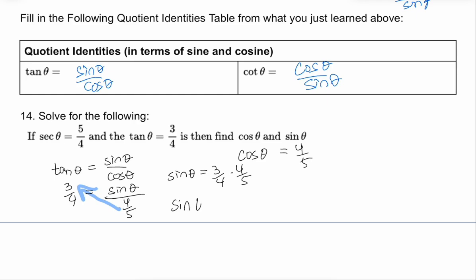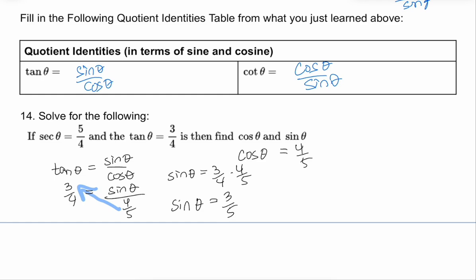The sine is 3/5. If you were to build your triangle, guess what? That's exactly what you would have gotten. Your opposite would have been 3. Your hypotenuse would have been 5. You would have gotten 3/5. Okay, so that's one way, totally legit.